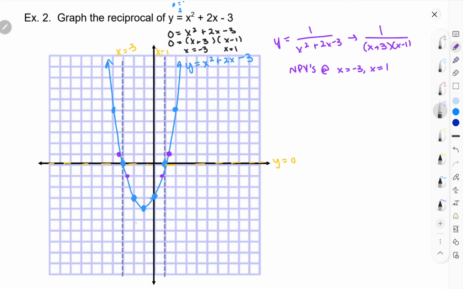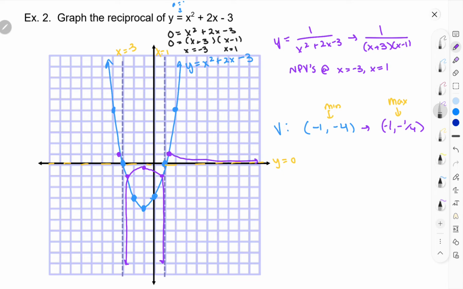Then I'll find my max or my min. I previously had a minimum vertex at negative 1, negative 4. So now I'm going to have a maximum at negative 1, negative 1/4. Coincidentally, again, the same point. This was a min, so this is going to be a max. So that can help me sketch that downward trend of the middle section here, because I know if it's a maximum, it's decreasing from there and hugging those asymptotes.